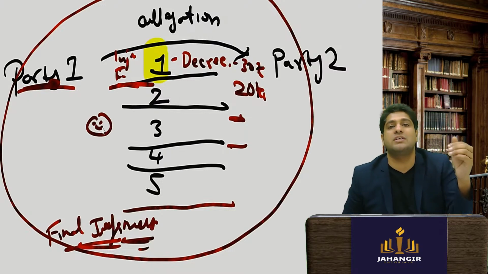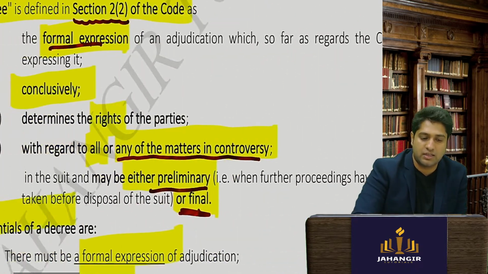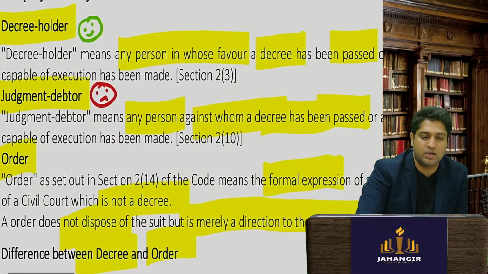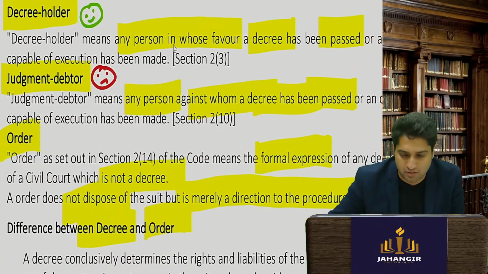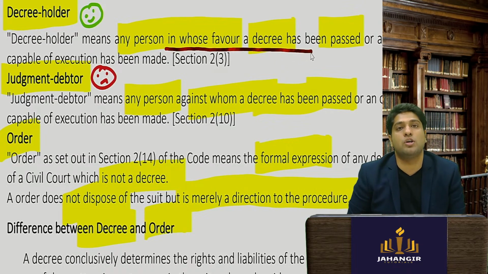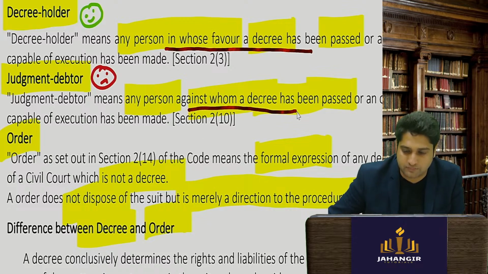So he is called a decree holder. Anyone who wins the controversy is a decree holder. So who is a decree holder? A decree holder is a person in whose favor the decree has been passed. Sir, what do you mean by judgment debtor? A judgment debtor is the person against whom the decree has been passed.